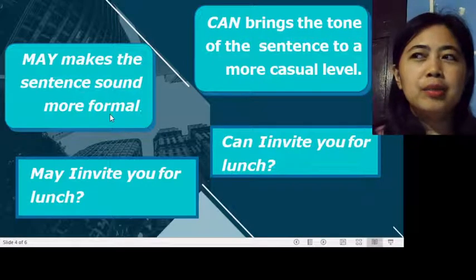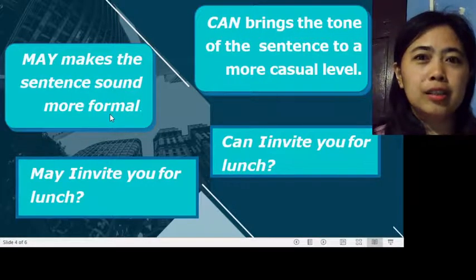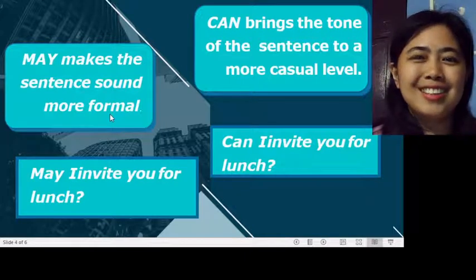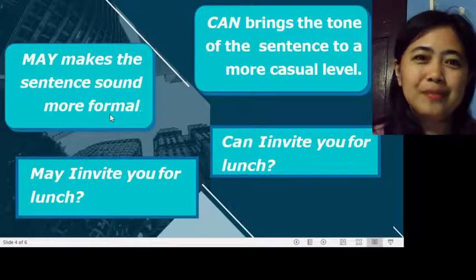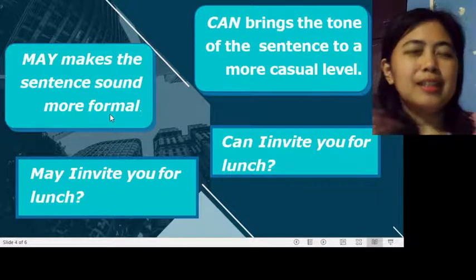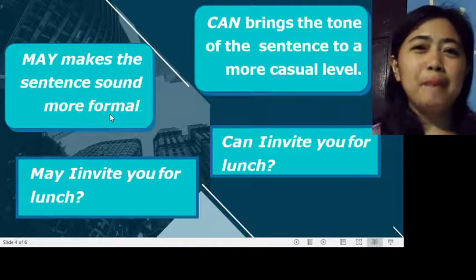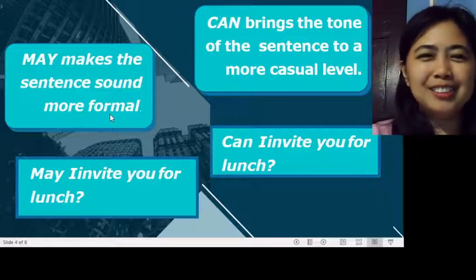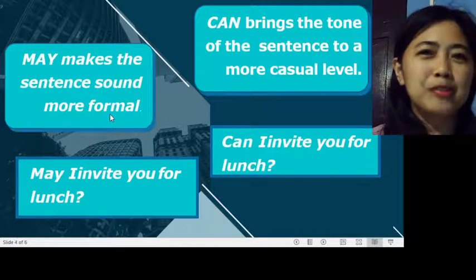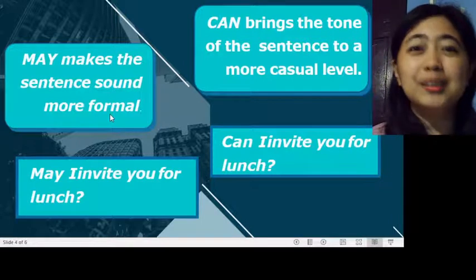So it already depends on the context of the conversation, as to whom you are inviting, the professor or just your classmate. If it's just your classmate, then you can just use can I invite you for lunch? But if it's too formal, then you can use may. Sir, may I invite you for lunch? Or ma'am, may I invite you for lunch? So the tone is more formal. So that's the other difference.